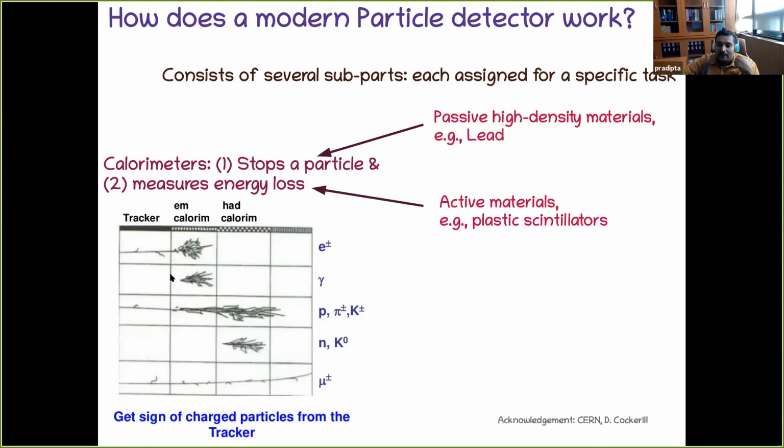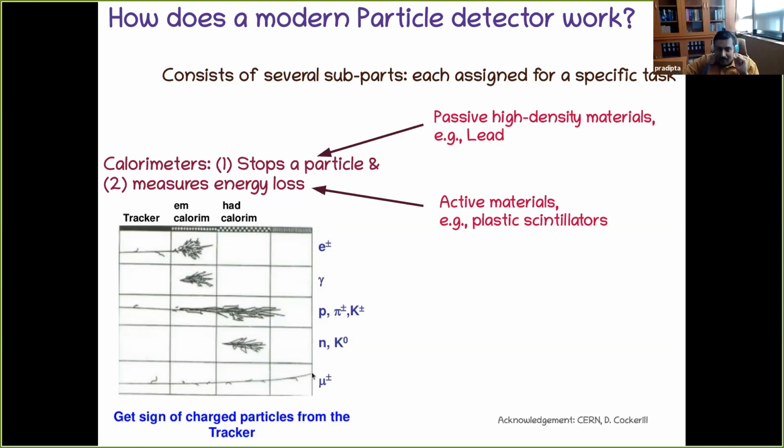But because photon interacts via the electromagnetic interaction, photon and electron are going to deposit their energy in the electromagnetic calorimeter. Whereas the hadrons are going to deposit their energy mainly in the hadronic calorimeter and sometimes also in the electromagnetic calorimeter. Why? We are going to see later. The neutral hadrons don't deposit any energy in the electromagnetic calorimeter. They directly deposit their energy, like neutron and K0, directly in the hadronic calorimeter.